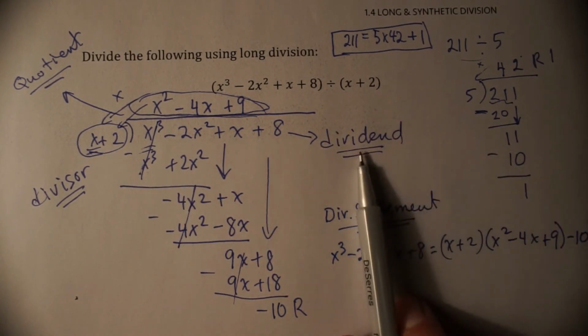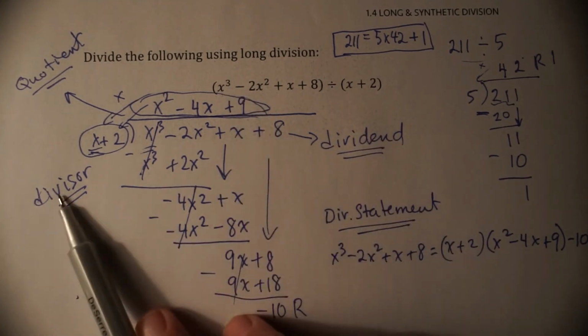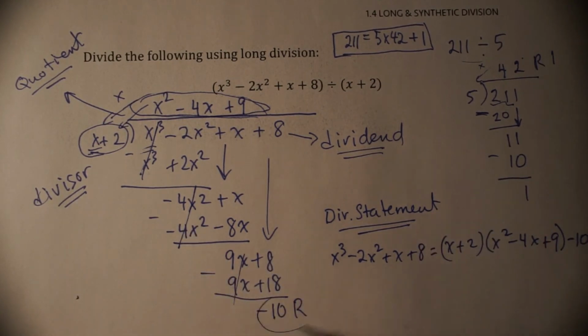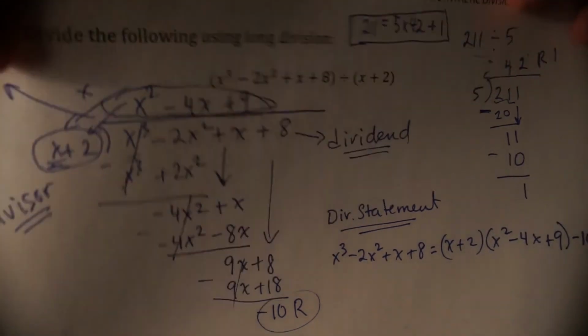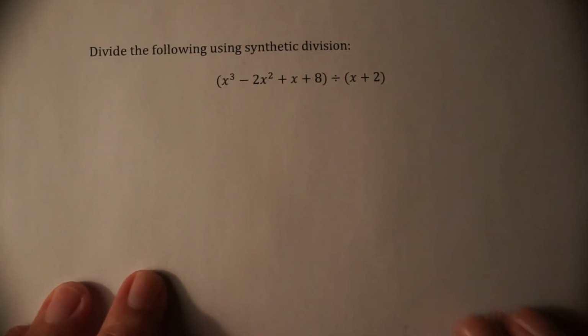So the dividend, this thing we're dividing, is always equal to the quotient times the divisor, plus the remainder, which we always remember the name of that thing. Okay, so that is our division statement and our division using long division. Now we're going to do the exact same question, except we're going to use synthetic division.